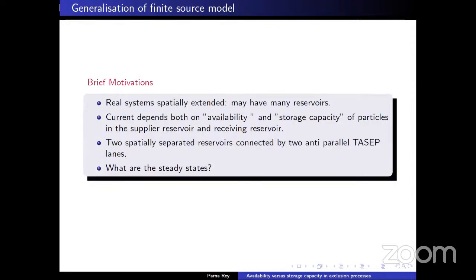Next, motivations behind our model. Real systems are spatially extended with different regions which may act as storage or resources for the whole system. So there may be more than one reservoir in the system. This should lead to current between different parts of the system. Now, the strength of this current not only depends on the availability of the particles in the supply reservoir, but also on the storage capacity of the particles in the receiving reservoir. In fact, it is the interplay between the availability and storage capacity of particles together with particle number conservation that controls the non-equilibrium steady state in such systems.